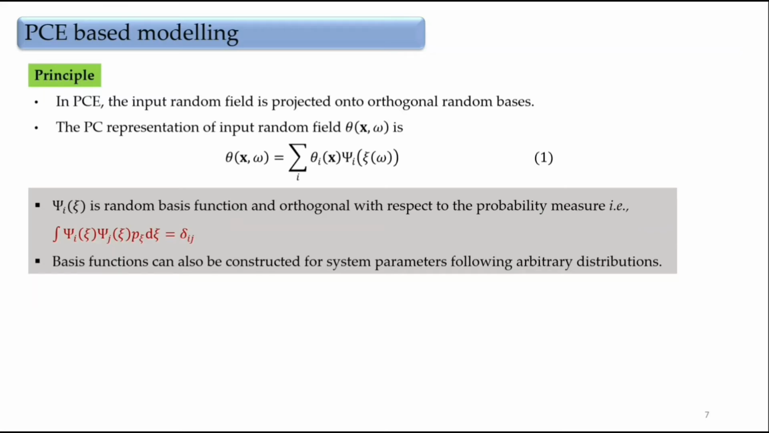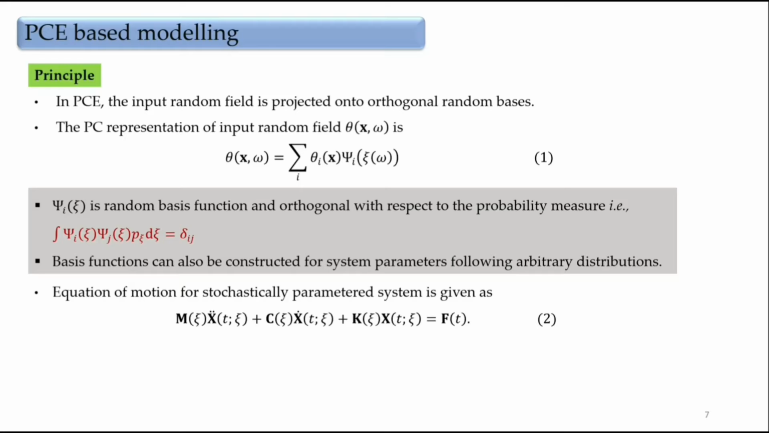Here the selection of orthogonal polynomials depends on the distribution of input parameters. Now, in this case, the basis functions can also be constructed for parameters following arbitrary distribution. The equation of motion for a system whose parameters have spatial fluctuation can be given as here in equation 2. Here M, C and K are stochastic system matrices. F(t) is the externally applied force vector.